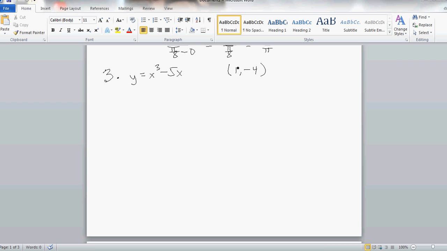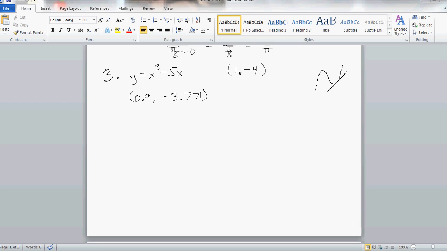So realize we have a graph that looks something like this, and we want to know the equation of that line right there, or something very similar. We have only one point here, so we need to come up with points that are fairly close to it so that we can get some sort of a slope. I'm going to take the point 0.9, and when I plug in 0.9 into this, 0.9 cubed minus 5 times 0.9, I get negative 3.771.